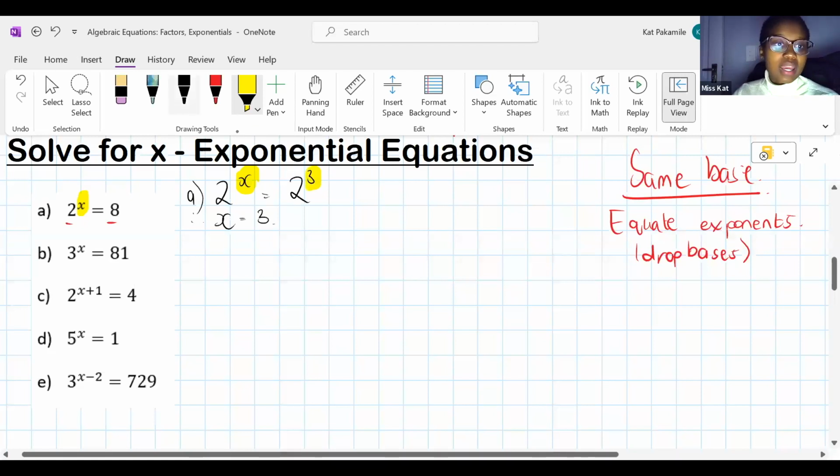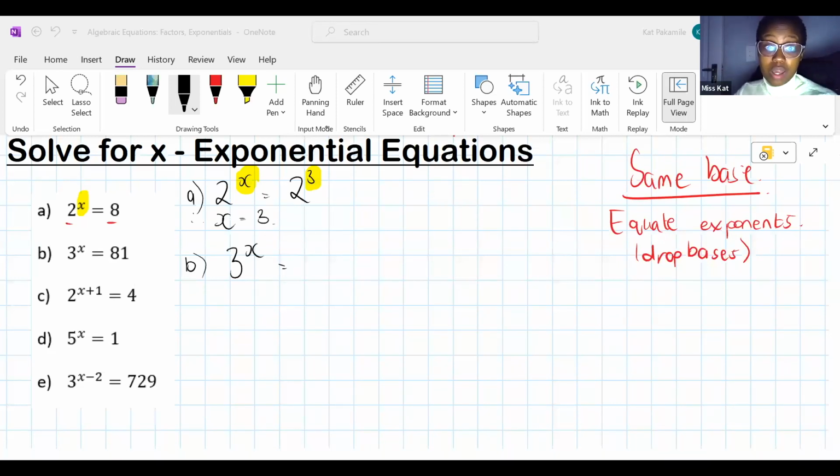Okay, I feel like A was pretty simple and straightforward. Let's do B. So you guys have helped me establish steps. Step 1, we want same bases. So here we already have 3 to the power of x equals. No, we're not dividing the bases by 2, Tando. We're just dropping the bases. Be careful, okay? We are not dividing them by 2. So 81 can be rewritten as 3 to the power of what? Let's hear what we have to say. Sia has already given me an answer. Thank you.